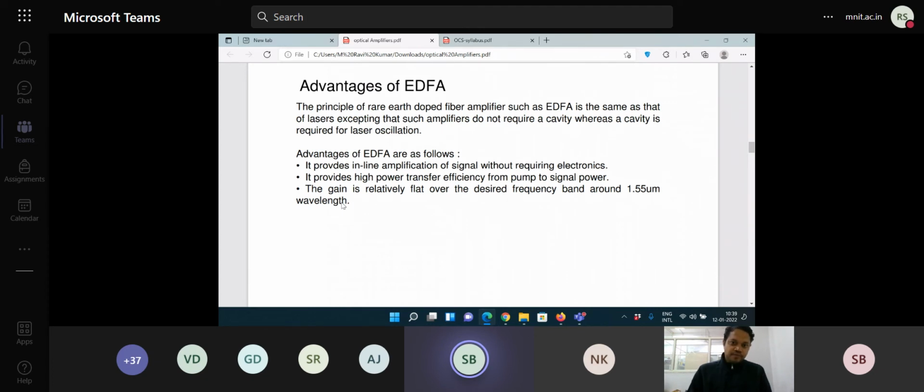Of course, this point is not mentioning one important aspect: if you use inline electronic amplification, then there will be a lot of delay introduced because of the electronic processing. So that is eliminated when we use EDFA.